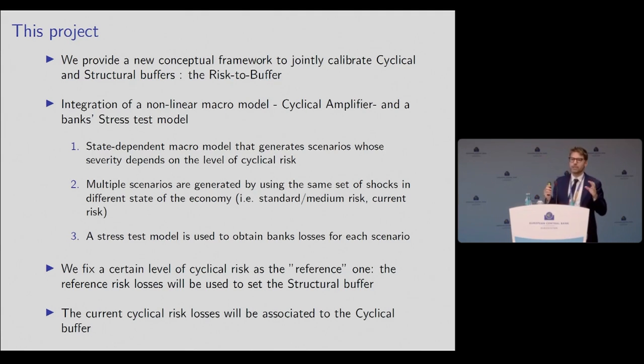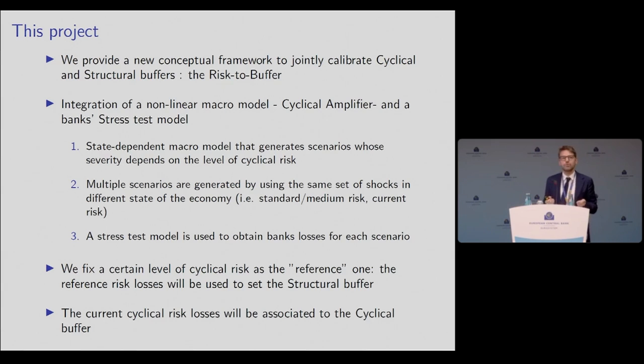In the first step, we generate state-dependent scenarios. The macro model provides these scenarios whose severity depends on the level of cyclical risks. The idea is that the higher the risk, the higher the severity of the scenario. Multiple scenarios are generated by using the same set of shocks, but for different risk levels. So I have a set of shocks, let's say housing and credit shocks, that hit the economy, and the propagation of the shock is going to vary with respect to the risk level. The higher the risk overall, the higher the amplification of the shock in the economy, producing a more severe scenario in case of higher risk.